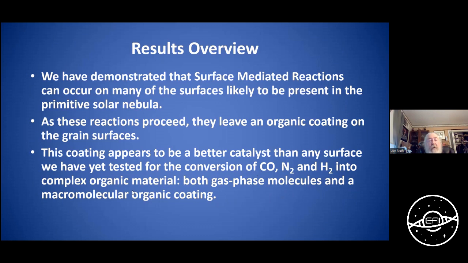And the complex organic material was obviously not only going into the gas phase, but depositing on the surface. And that surface material was a very good catalyst to convert carbon monoxide into hydrocarbons. It was a macromolecular organic coating.